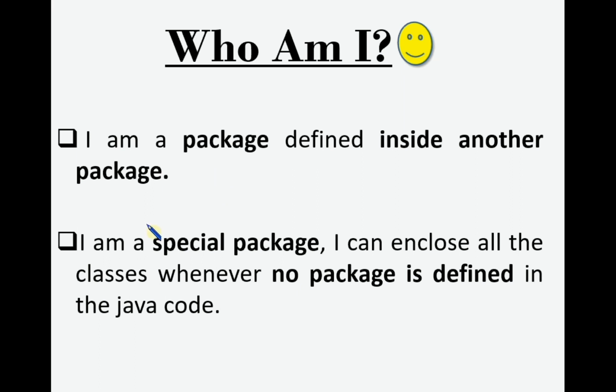The second statement. I am a special package. I can enclose all the classes whenever no package is defined in the Java code. For this, the hint is default constructor. Suppose I am not specifying any constructor in my program, then the Java compiler supplies a default constructor. Similarly, no need to include any package. That is the hint for the second who am I statement.